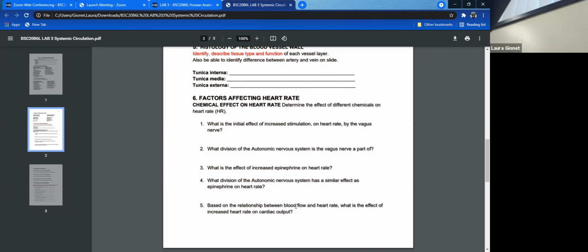And that takes us to number 3. What is the effect of increased epinephrine, or really norepinephrine, on heart rate? What division of the autonomic nervous system has a similar effect as epinephrine on heart rate? All right, well, the sympathetic nervous system is designed to increase heart rate. So epinephrine is going to increase heart rate. What division? Sympathetic nervous system.